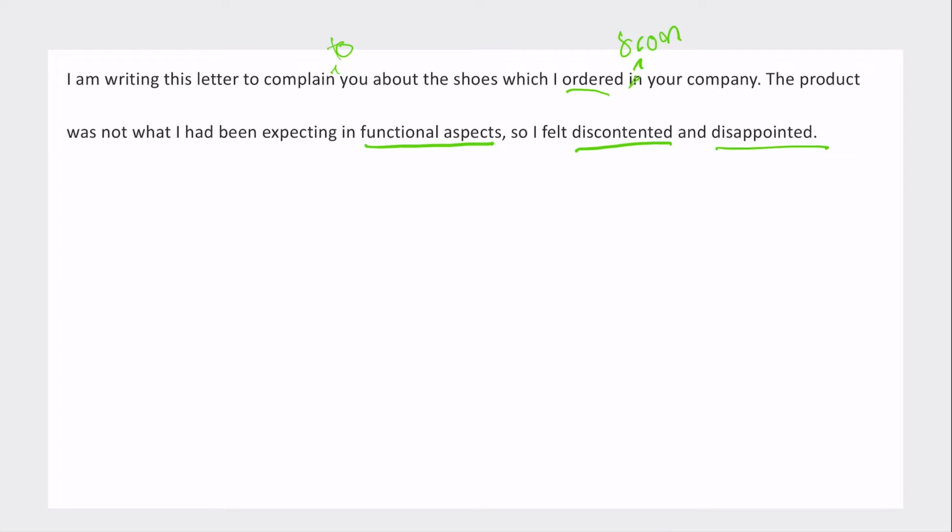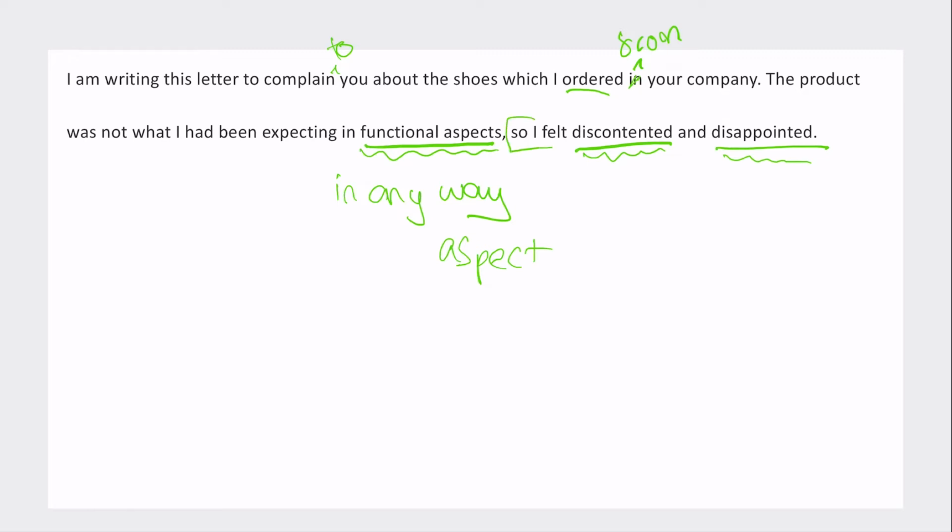Okay, so this is awkward to read. It's the wrong vocabulary choice. The product was not what I had been expecting in functional aspects. This is so scientific. We would never say this in real life. The product was not what I had been expecting in any way. This is still quite formal because you're kind of angry because they've done something wrong. So this product was not what I had been expecting in any way, or in any aspect. So I felt discontented. It's kind of too weak and disappointed.